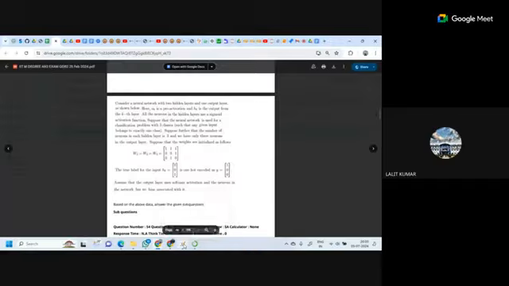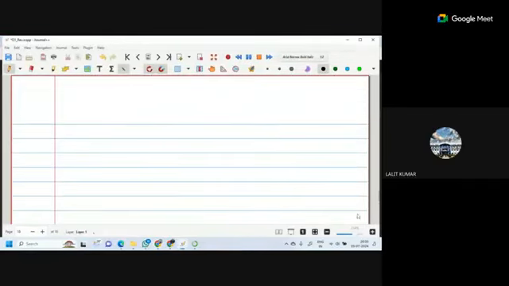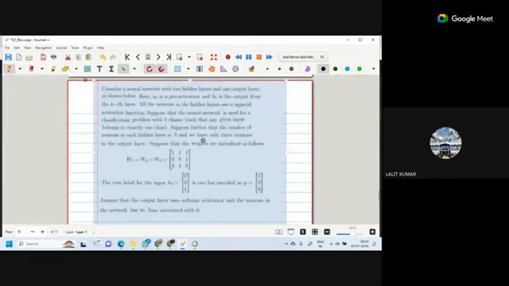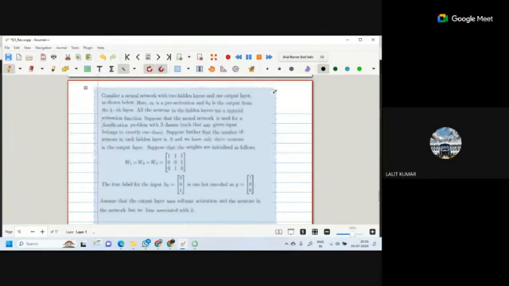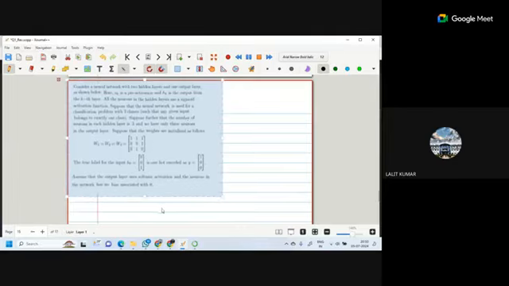Let's solve it. Here they have given a neural network with 2 hidden layers. So first we make the architecture of this: layer 1, 2, and 3, 4.